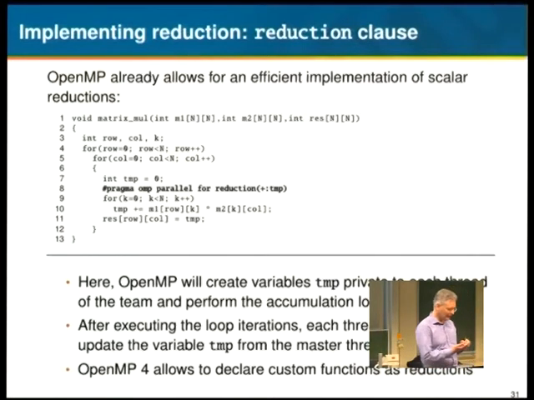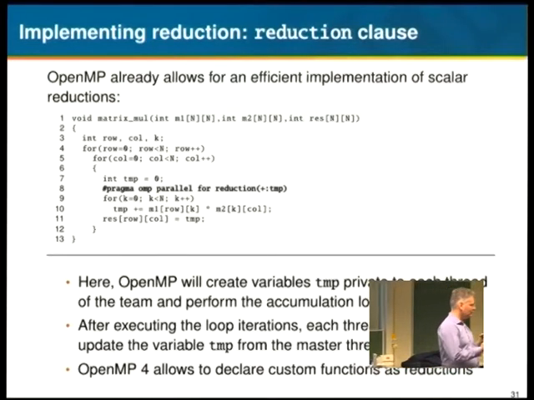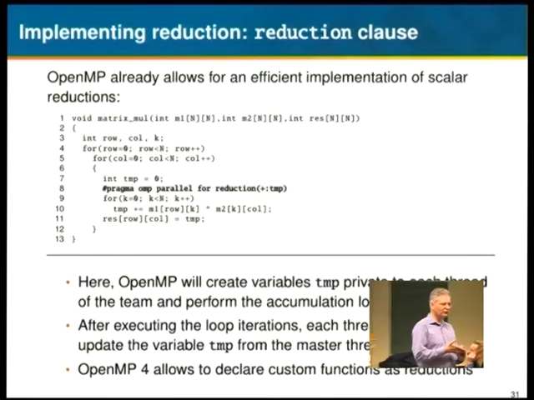So instead of the plus operator, you're also allowed to use a few other operators like multiply, minimum, maximum, store into an unordered list. Things like that are all reductions. Starting with OpenMP 4, you can even declare your own function as being a reduction. Quite a bit hairy syntax, but you can make your own reduction functions.